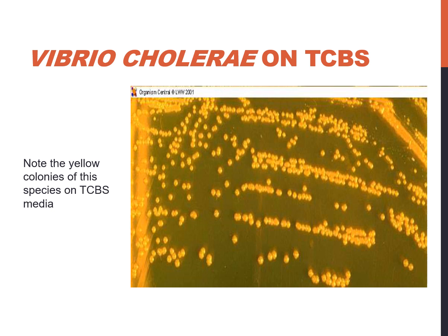So here you can see Vibrio cholerae on TCBS agar. Note the yellow colonies of this species on TCBS media. The yellow colonies on TCBS media indicate sucrose fermentation. Now microscopically, Vibrio cholerae is a slightly curved gram-negative rod.